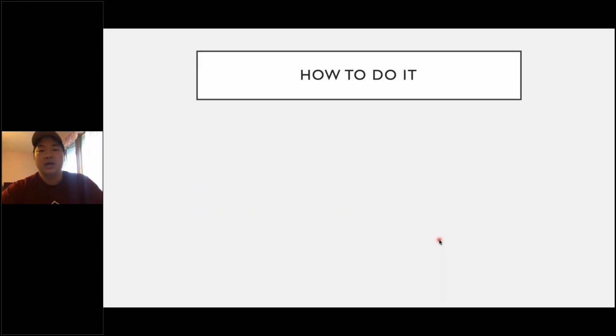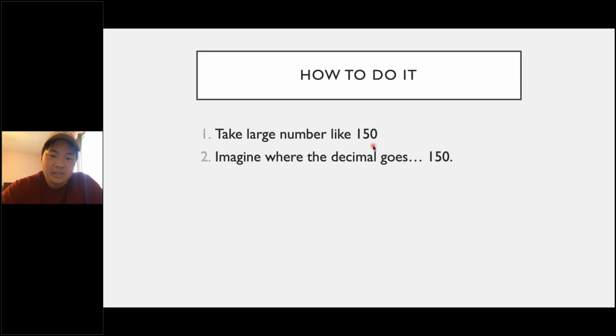All right. How do we write in scientific notation? Well, it's more simple than you think. You take a large number. We're going to use 150. It's really not that large, but it's large enough for me to get my point across. So we've got 150. What we do is we imagine where the decimal point goes. And really, since this is a big number, the decimal point just goes at the very right here.